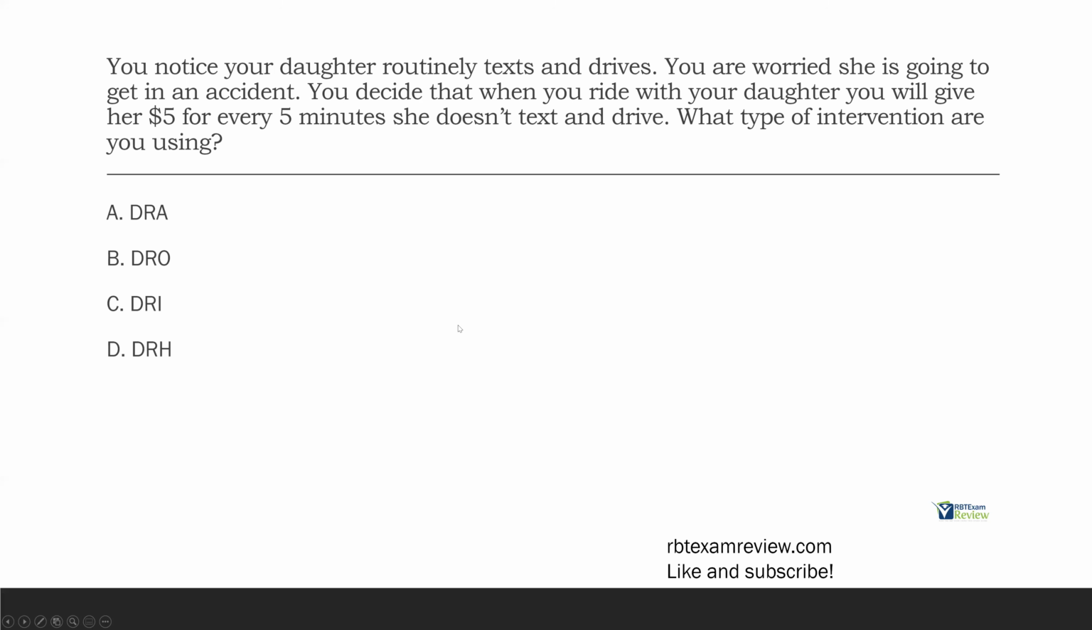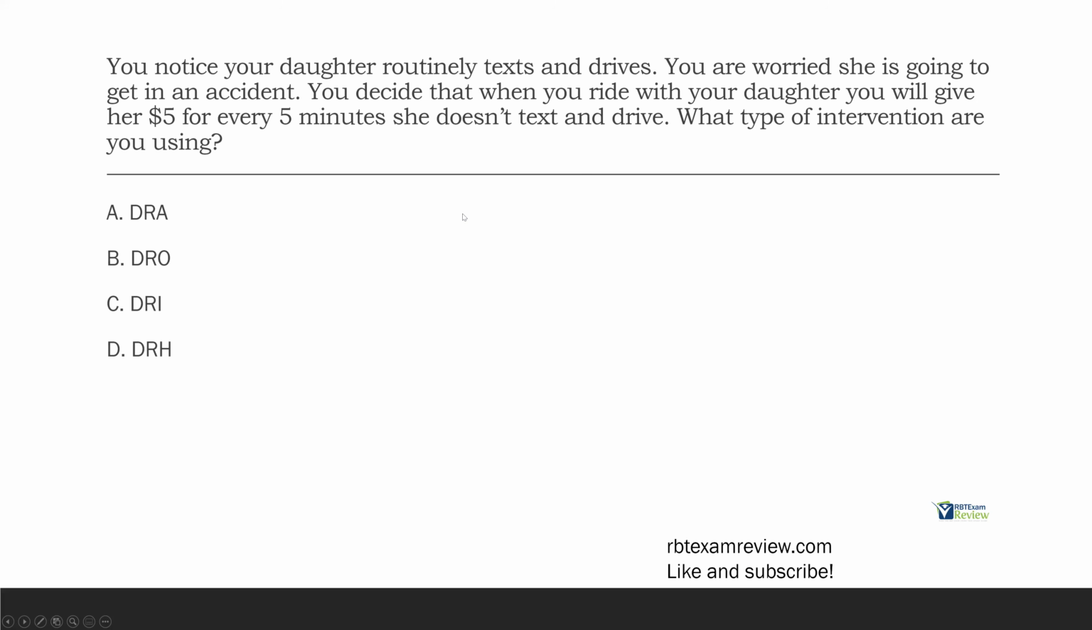Once she stops texting and driving, we can maybe teach a replacement if needed. But our main priority here is to just prevent her from texting and driving. So if we're reinforcing in the absence of a behavior, or for a behavior not occurring, is that a DRA, a DRO, DRI, or a DRH? DRH is not necessarily one you need to know as an RBT, as differential reinforcement of higher rates of behavior, when we're trying to increase behavior.